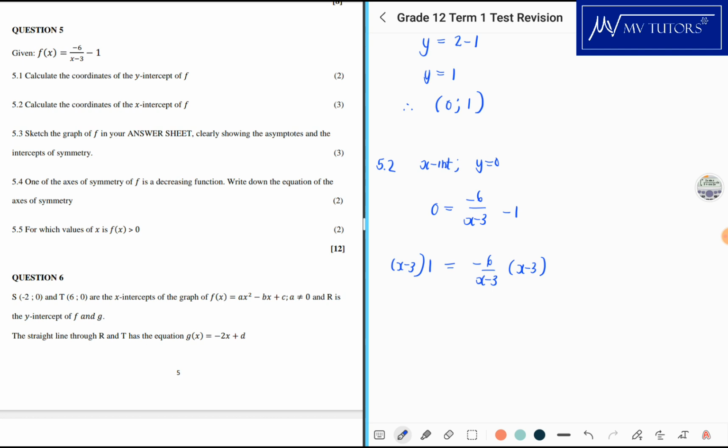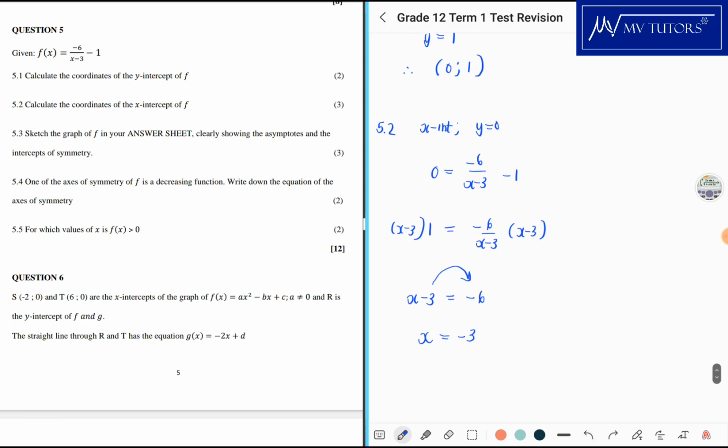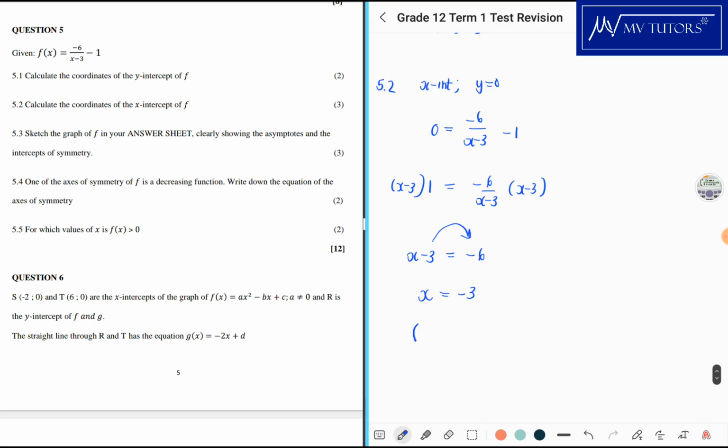And what am I left with? I have x minus 3 is equal to minus 6. Then if I take minus 3 to the other side, I have minus 6 plus 3, which is minus 3. But we're not done, actually. This is just the x value. What is the coordinate? Minus 3, 0. And then 5.3, sketch the graph, clearly showing the asymptotes and the intercepts of symmetry.